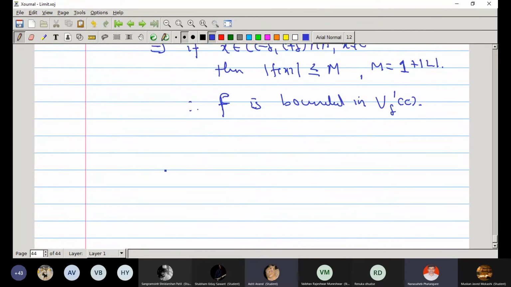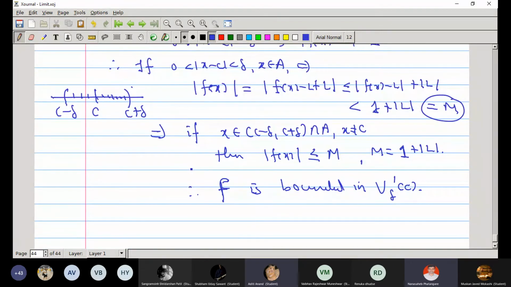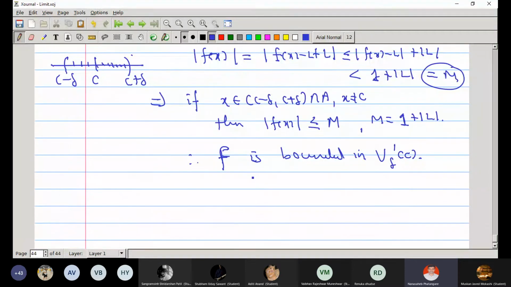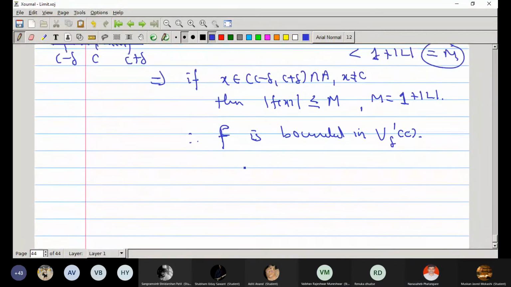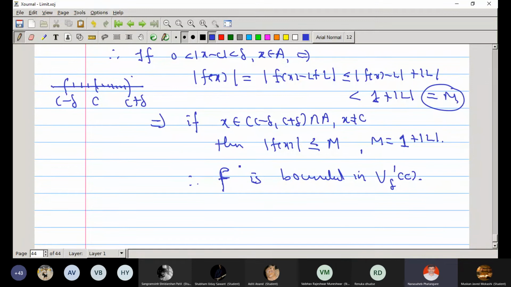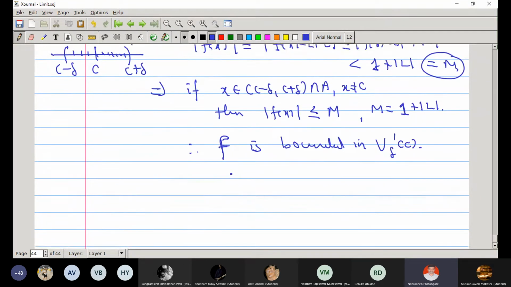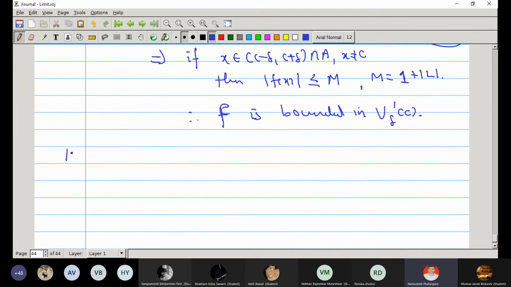Excuse me, sir. We are taking the case that x is not equal to c, but if f(c) is defined, then f(c) can be greater than M, no? No problem. In that case, no problem. If the function is defined at c, then you can have the same bound. We are not worried about the value at one point. I will give you the example basically.